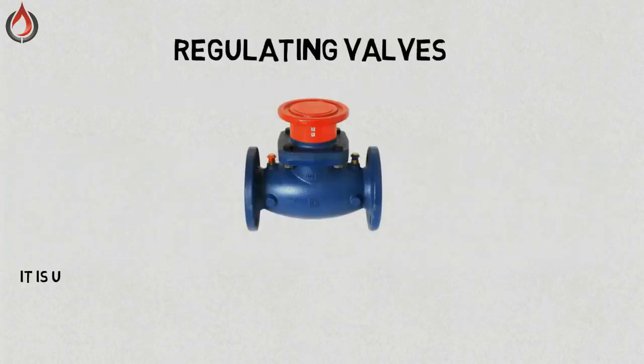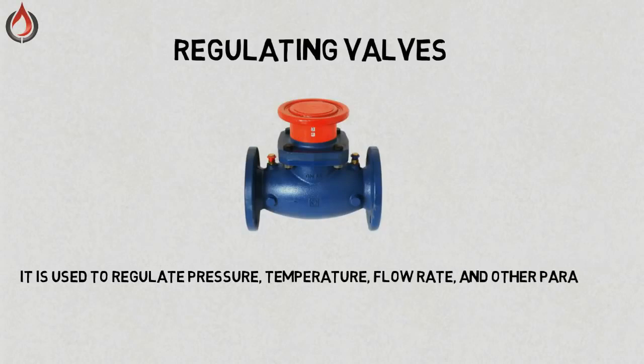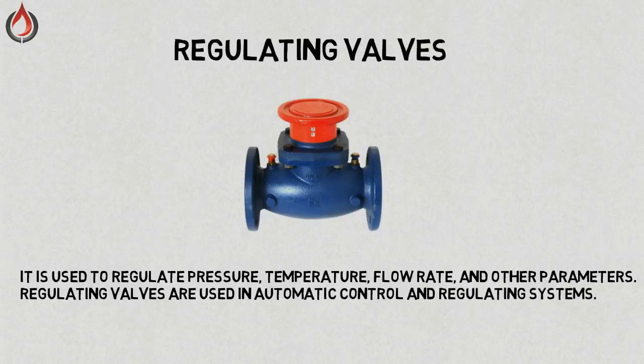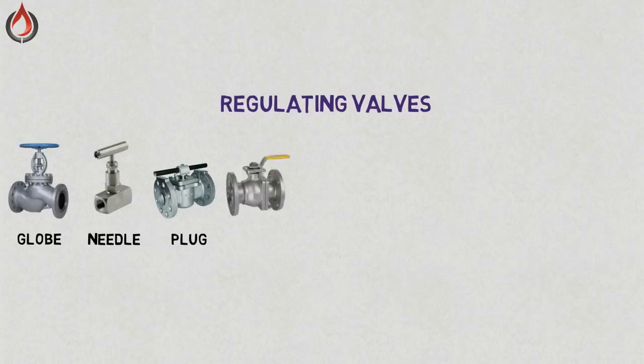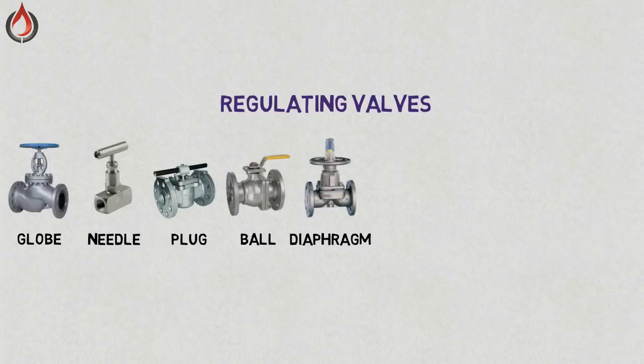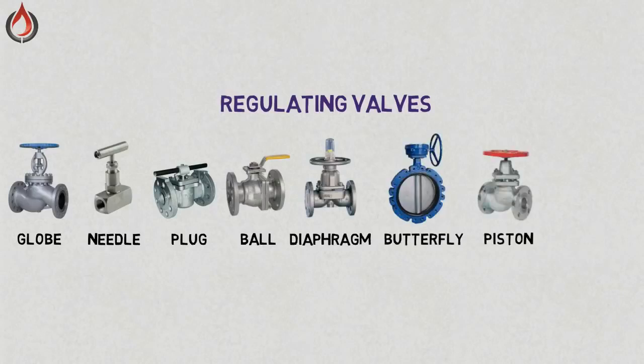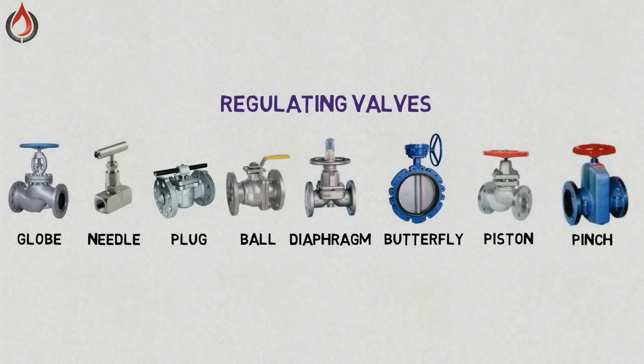Regulating valve. It is used to regulate pressure, temperature, flow rate, and other parameters. Regulating valves are used in automatic control and regulating systems. Some regulating valves are globe, needle, plug, ball, diaphragm, butterfly, piston, and pinch.